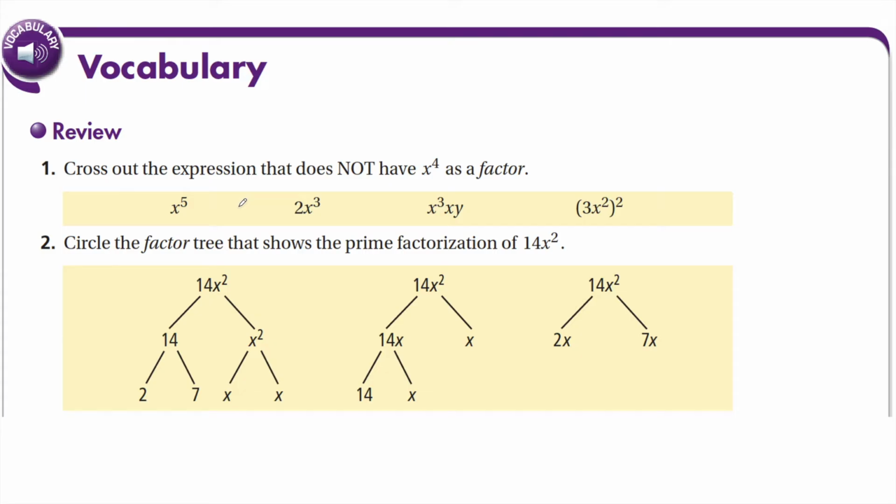Let's begin. So let's start off with a little vocabulary and review. Cross out the expression that does not have x to the fourth as a factor. Essentially, all this is really saying is there can't be 4 x's. If there are 4 x's, then x to the fourth will be a factor. So if we have x to the fifth power, that is like us saying that we have 5 different x's. Because x to the fifth power is x times x times x times x times x.